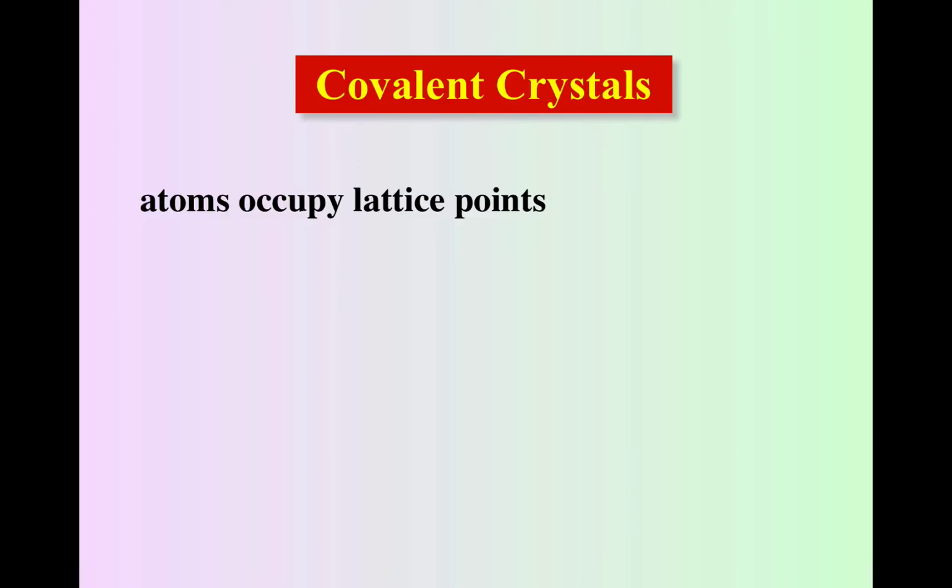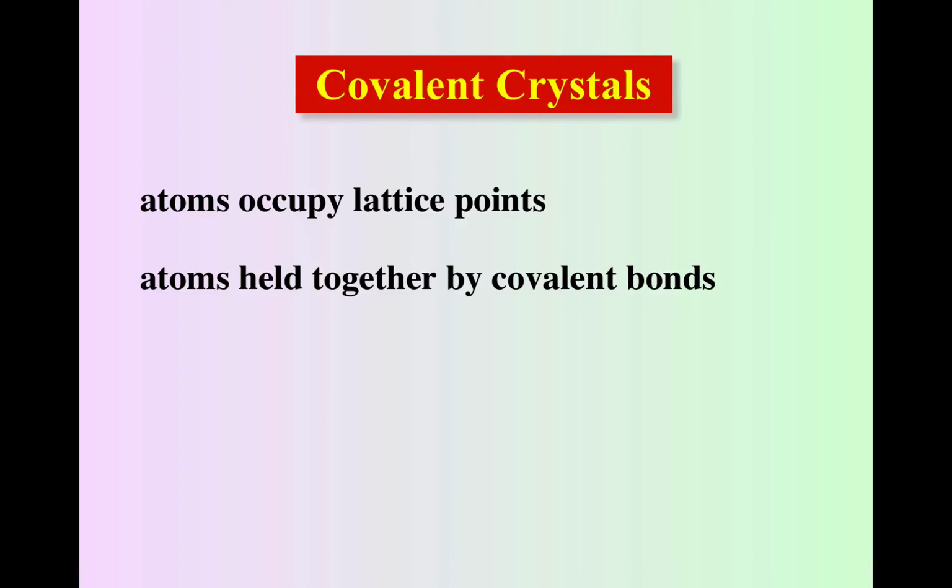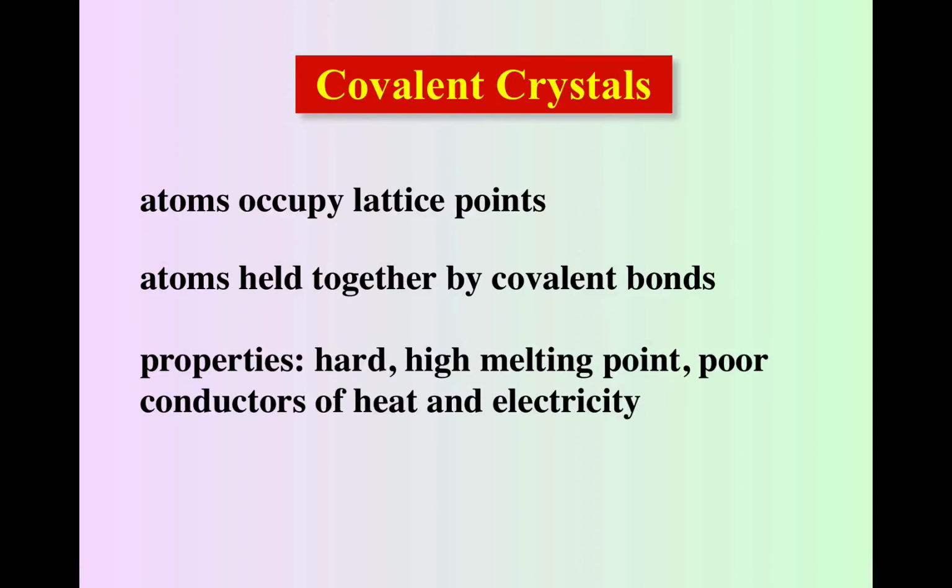Atoms occupy the lattice points when we're talking about covalent crystals, right? So atoms at the lattice points, and it's held together by covalent bonds. This is the thing that defines a covalent crystal. And as we know, covalent bonds are strong, so covalent crystals are hard to pull apart. Very high melting points, high boiling points, very hard to pull apart. Diamond would be an example of a covalent crystal. Again, electrons are considered localized, so electrons aren't allowed to move around through the crystal, so poor conductors of heat and electricity.